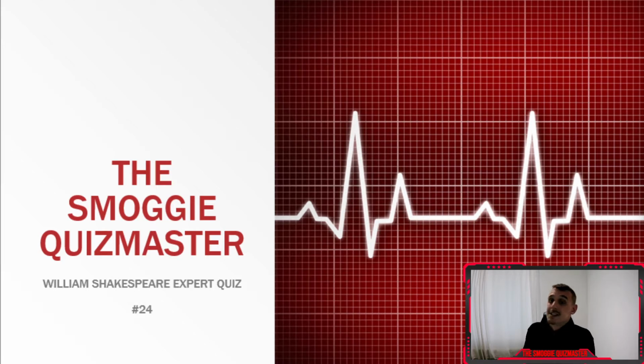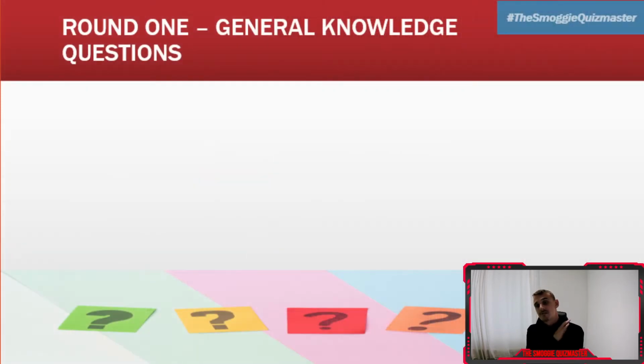So this evening, it's only 10 questions on William Shakespeare. For a bit of fun, get a pen and a piece of paper, go up against someone in your house, or do it by yourself, just give yourself a bit of a test. And we'll see how you do. So let's get cracking. It's just the one round this evening, 10 questions, general knowledge, but there is one picture in there, I believe. So here we go.